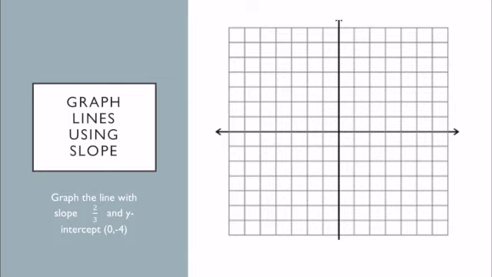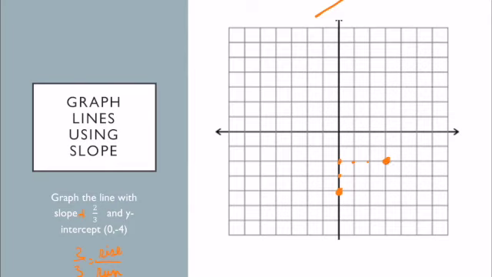Now, what if I want to graph the line with a slope of 2/3, so that's positive slope, and a y-intercept of when x is 0, y is negative 4? Why don't we go ahead and plot this point? So when x is 0, y is negative 4. Here we go. And I have the slope of 2/3. So that means my rise is 2 and my run is 3. This slope is positive, so it's going to look like it's going uphill, right? So we're going to rise up 2 over 3.